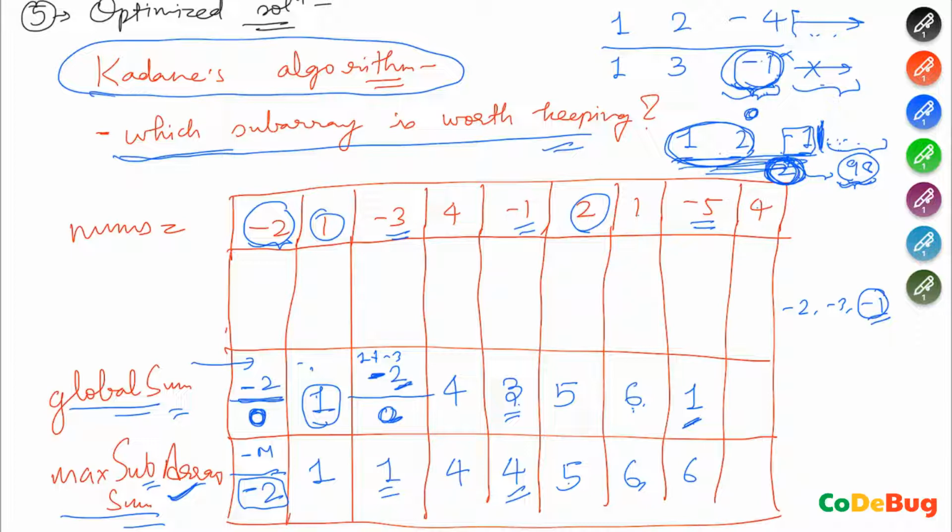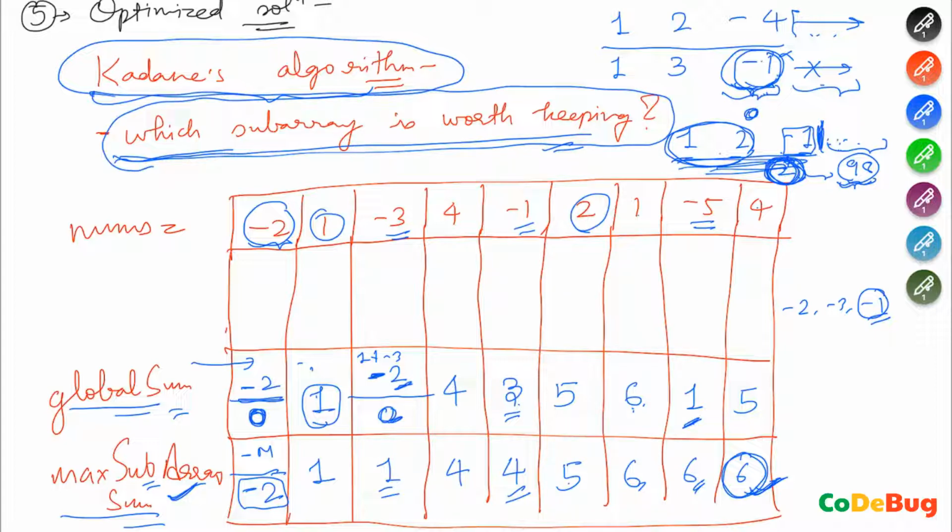Now we add 4 to this sum. We have 5. And between 5 and 6, which one is greater? This one. So this is 6. So at the end of the algorithm, we'll return 6, right? The important thing that we need to understand in Kadane's algorithm is which subarray is worth keeping. We have to keep this question in mind, and most of the time you will be able to figure out the algorithm of the solution.